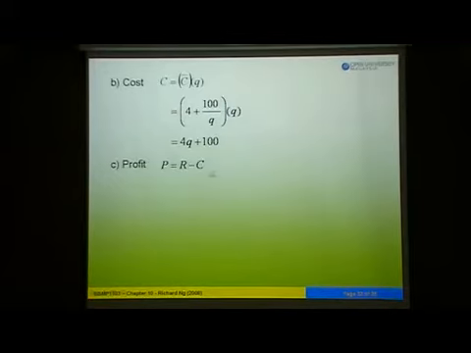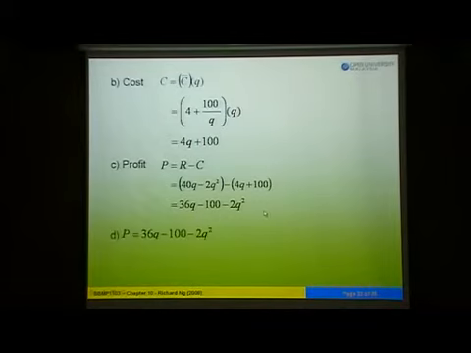And part C, we are asked to find profit. Profit is R minus C. So R, we got it from part A, and then C from part B. So from here, if we simplify, the answer is 36Q minus 100 minus 2Q squared. Alright? And then in part D, remember, we are asked to find the price that maximizes the profit. Okay? We need to prove that it is maximum.